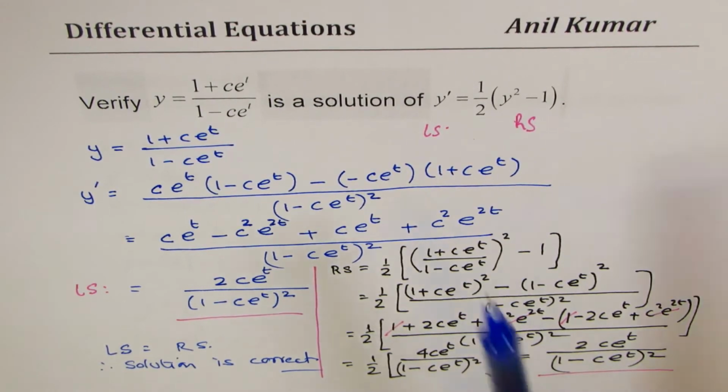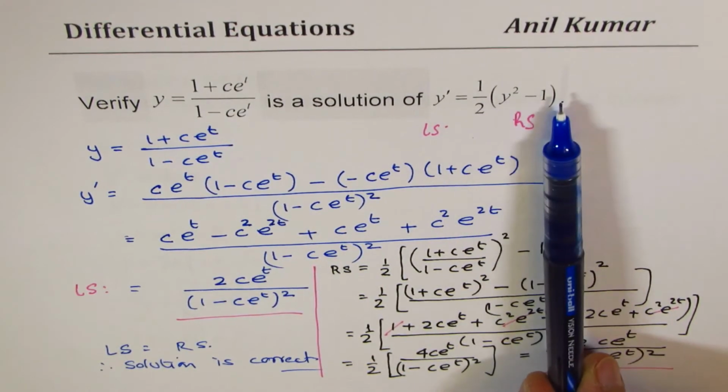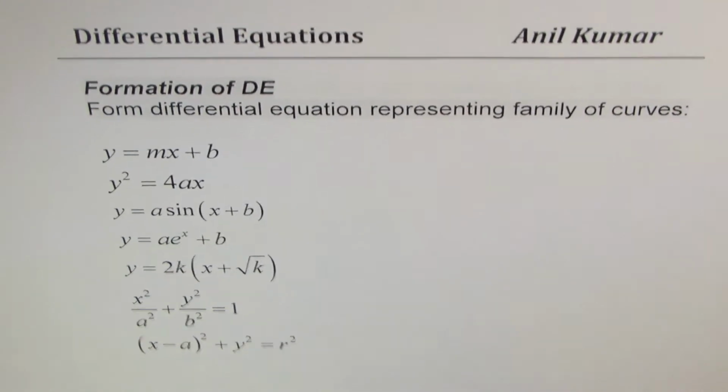We found the derivative of the given function, and we also expanded the right side and simplified, and on both sides we get the same term. That means the left side is equal to the right side, and the solution given to us is perfectly fine. Let's move forward.